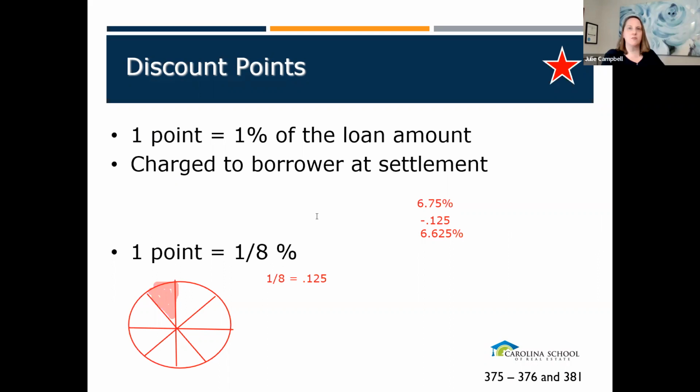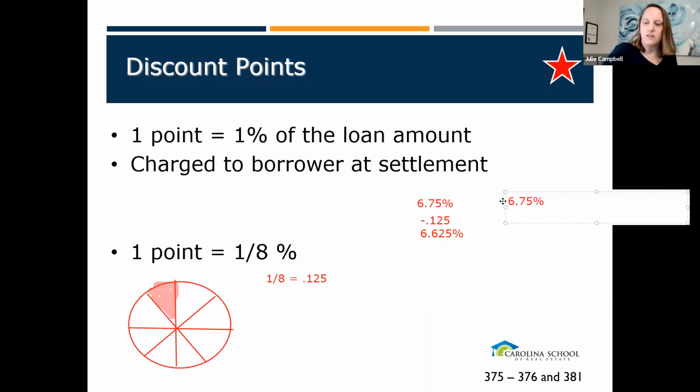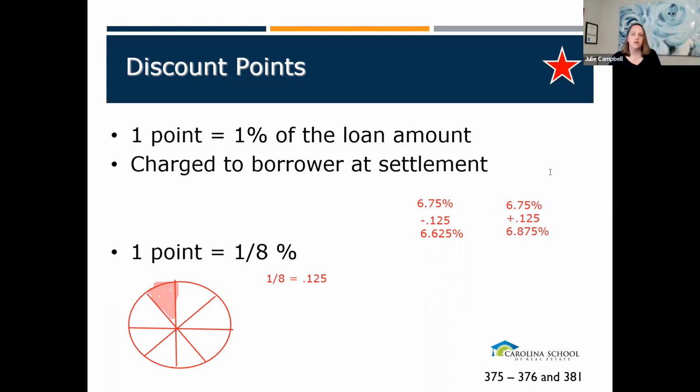They bring extra money to settlement. They bought down their interest rate, which means now their monthly payment for the next 30 years is going to be less than had they had the 6.75. What does that look like for the lender? Well, we all start with the same interest rate, but for the lender, it increases their yield. So the lender may say, we want you to buy a discount point so we can have a higher return, so we can have a higher yield. It reduces the borrower's interest rate. It increases the lender's yield.